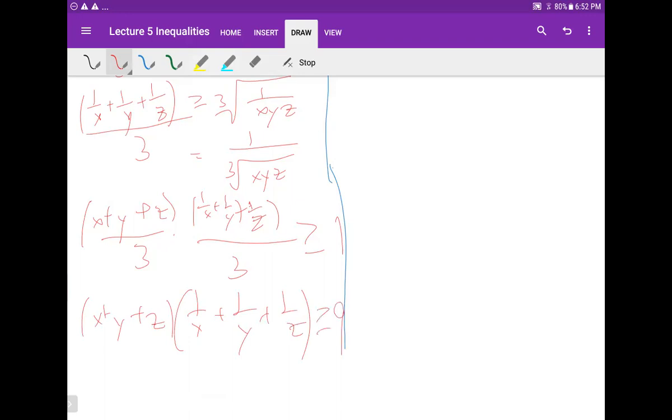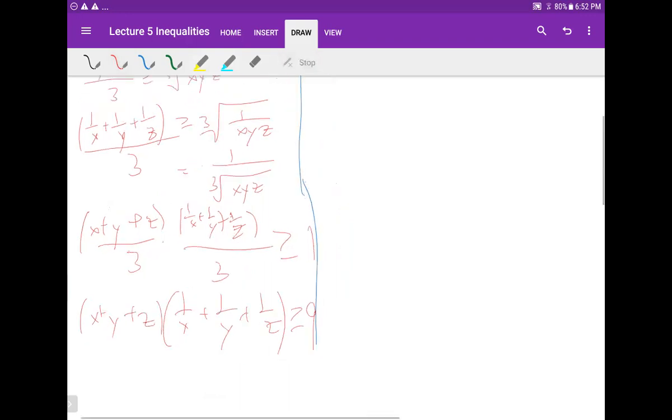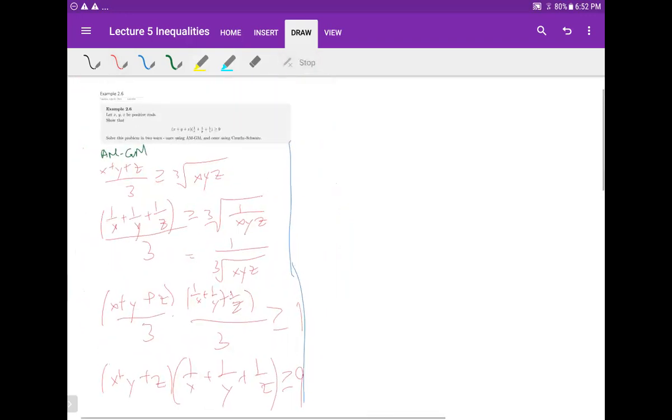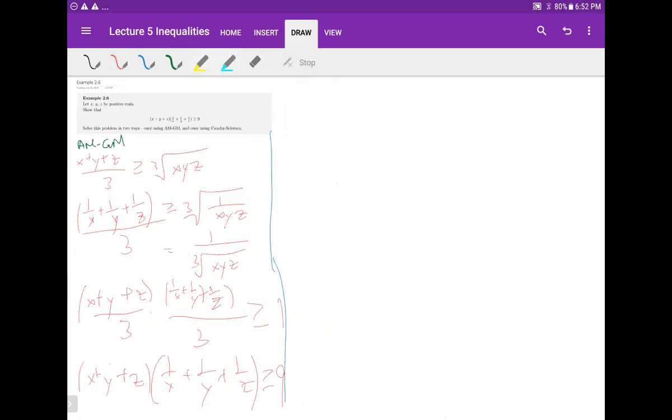And so as you can see, solving it with AM-GM was relatively easy. You had two factors that you were multiplying together, and if you applied AM-GM separately to those two sequences and then combined those results, you would get the desired inequality. So now let's solve it using Cauchy-Schwarz.